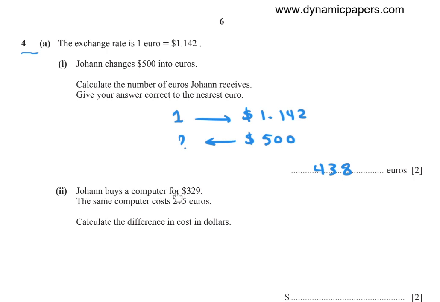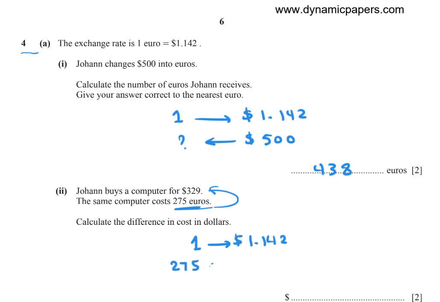Double I. Johan buys a computer for $329. The same computer costs 275 euros. Calculate the difference in cost in dollars. So you need to change euros to dollars. With the same exchange rate, 1 euro equals $1.142.